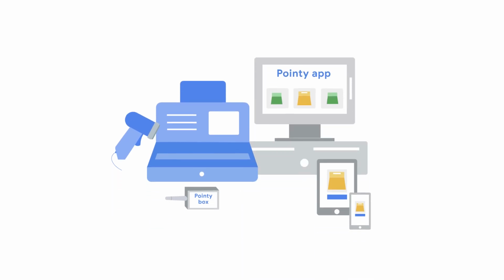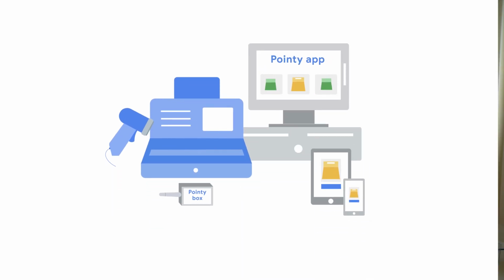You might also like to check out Pointy from Google. Pointy is a device that connects to your in-store point-of-sale system and automatically informs Google of inventory data from your physical store.